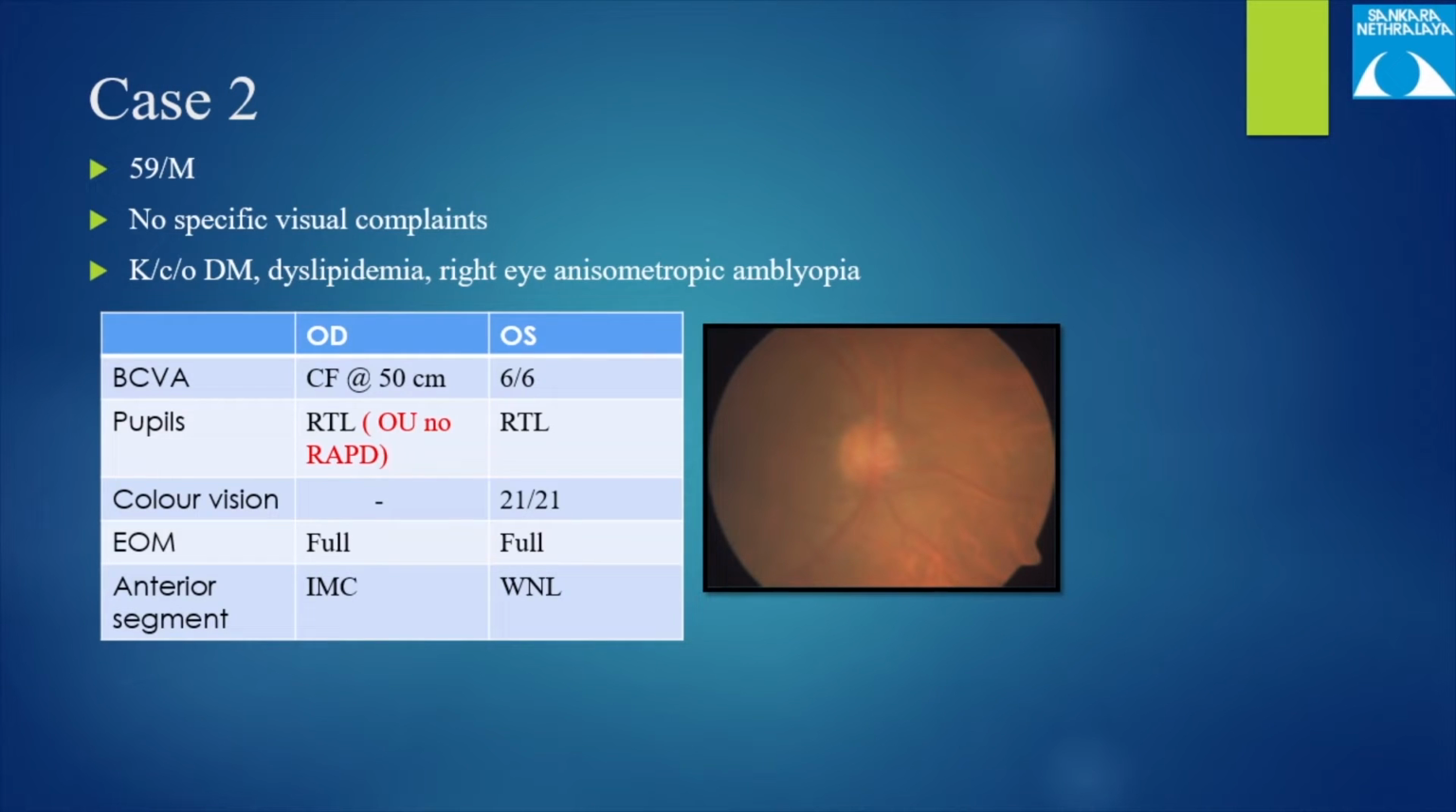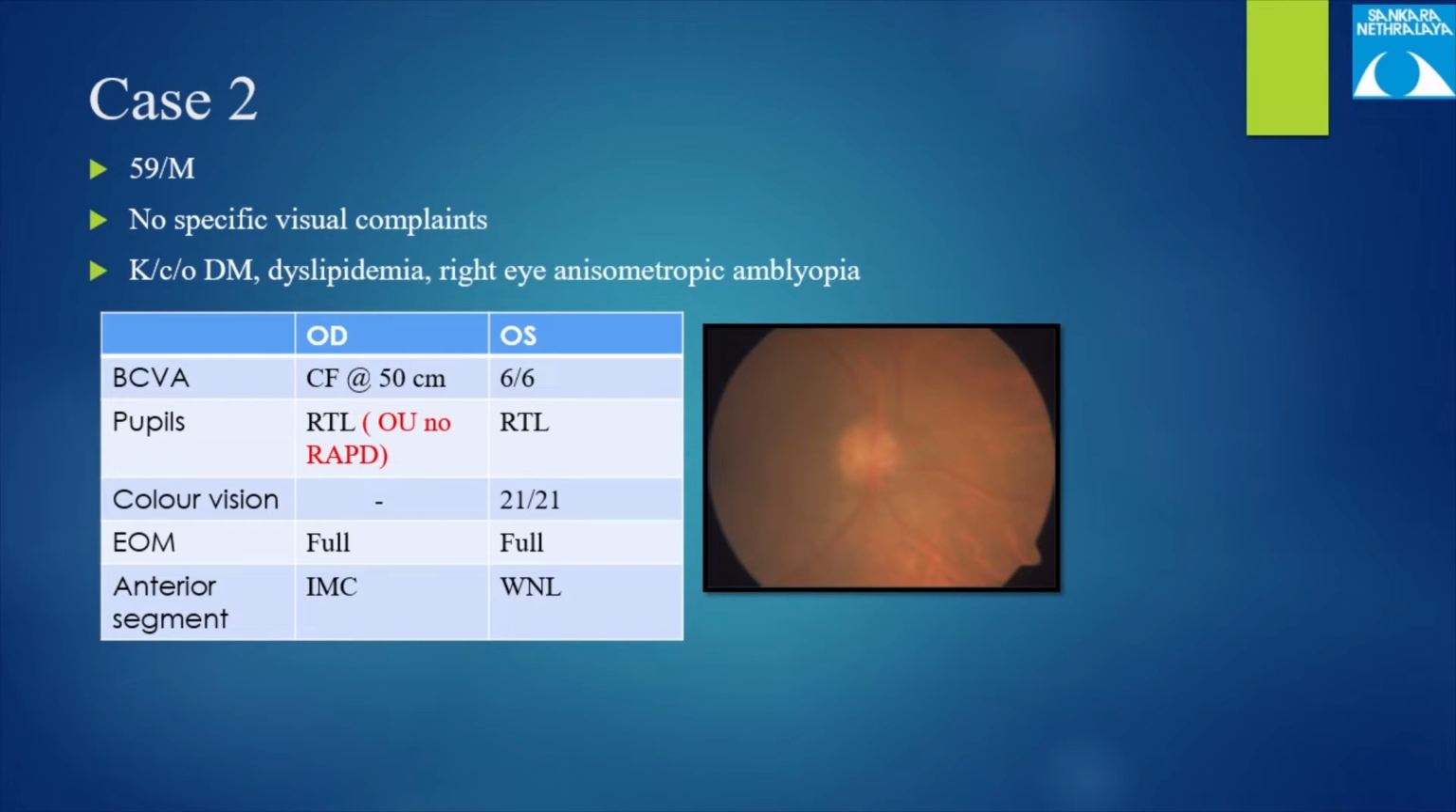He was a 59-year-old male. He came for a regular examination. He had no symptoms. But he's again a diabetic with dyslipidemia. And he had a history of poor vision in the right eye since childhood. He was diagnosed to have right eye anisometropic amblyopia. Vision is definitely less in the right eye, the left was okay. There was no RAPD in either eye.